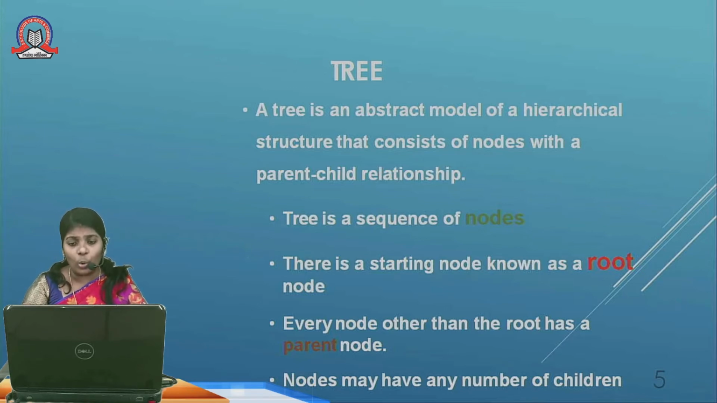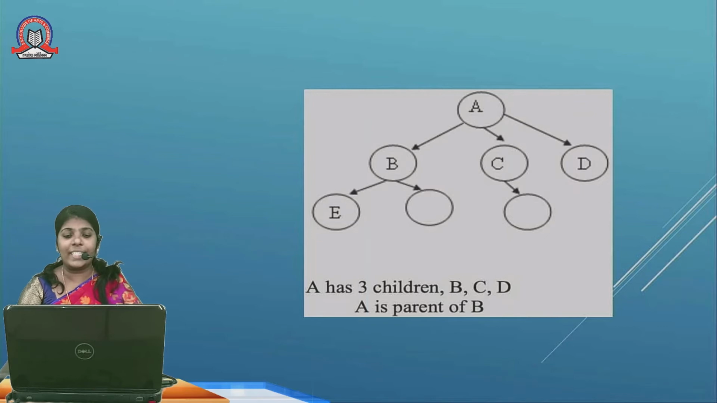Every node other than the root has a parent node. A node may have any number of children. Now you can see here an example. A has 3 children, that is B, C and D. So A is the parent of B. This is a good example of a tree.